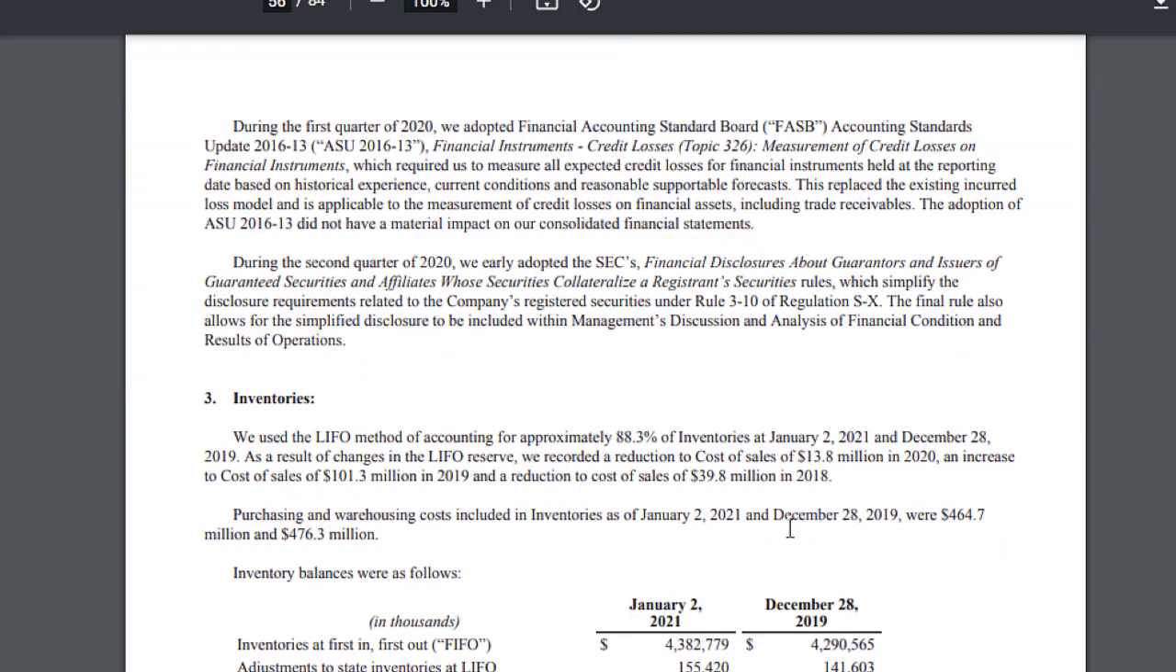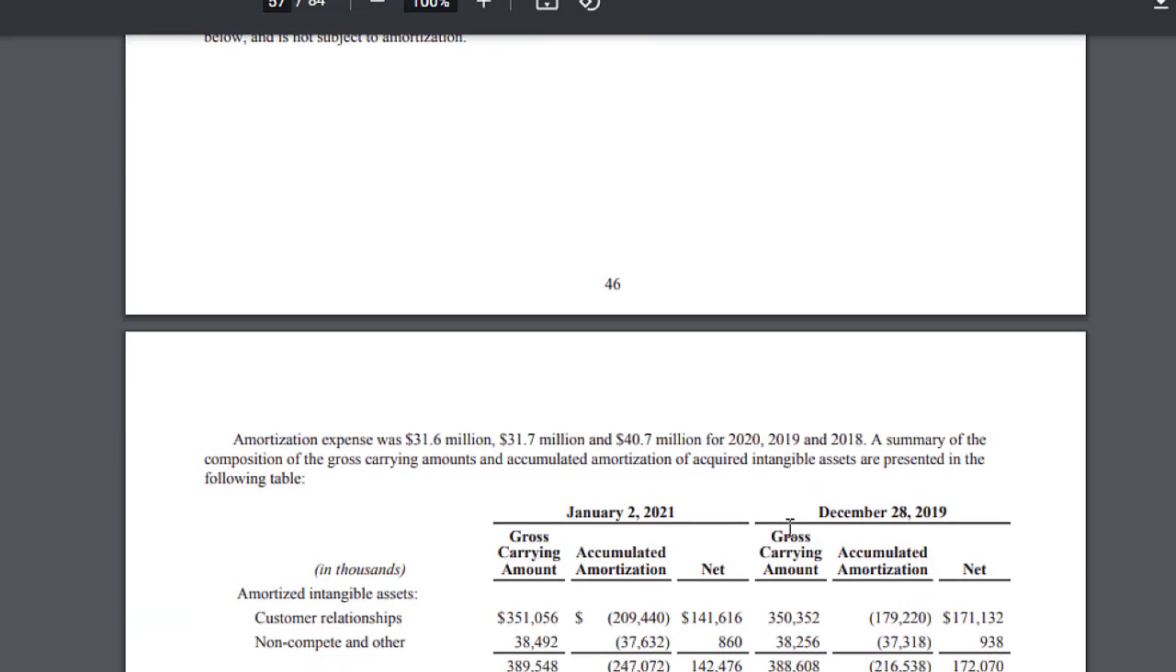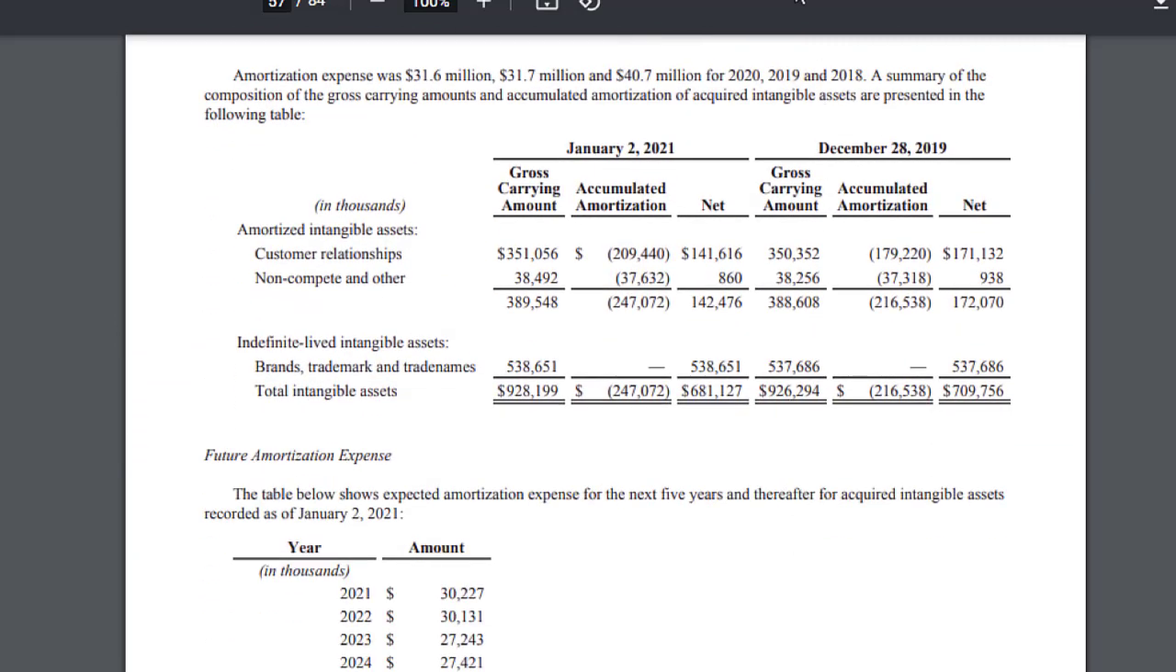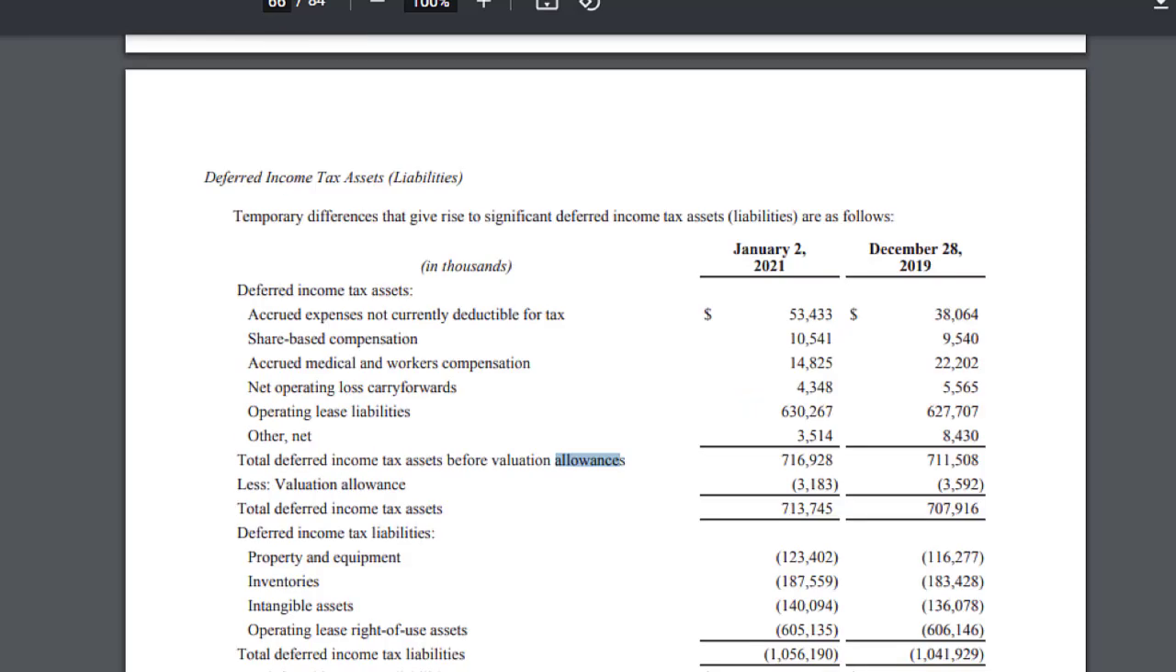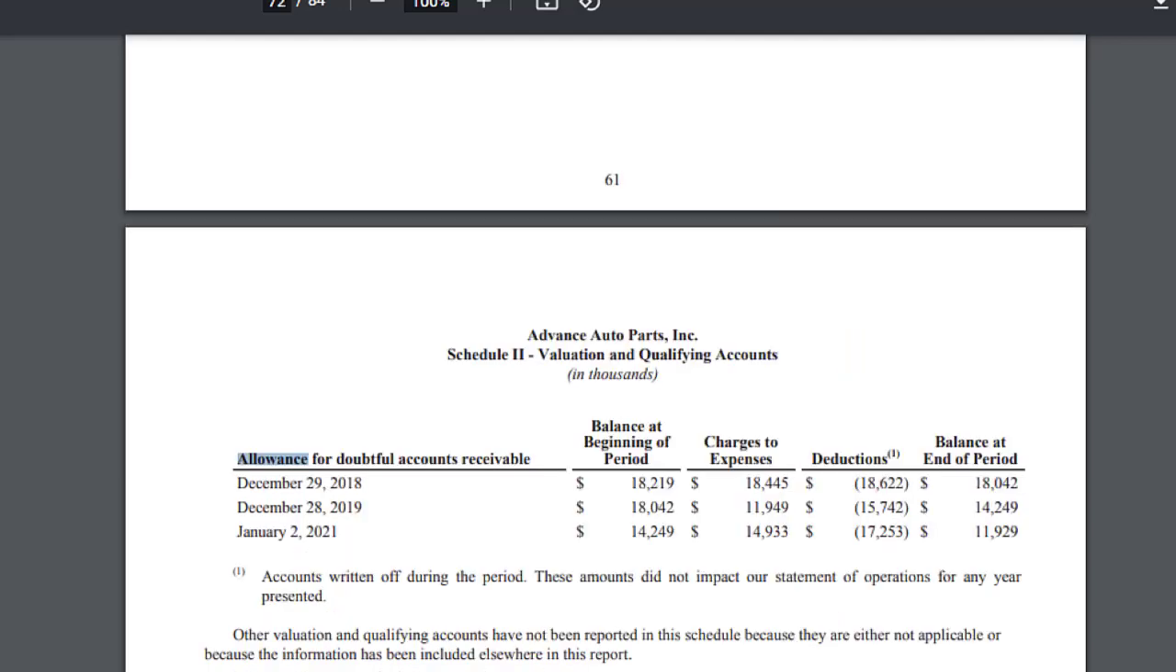It's inventories. So I'm going to keep going down. That was the first thing I found. It just says what the allowance is. It doesn't say how they came up with it. That impacts deferred taxes. Here we go. It still does not tell me how they do it. It just shows me what their expenses were.